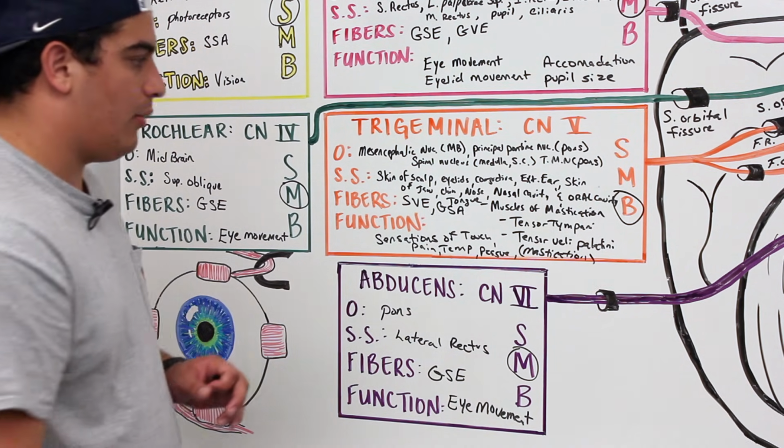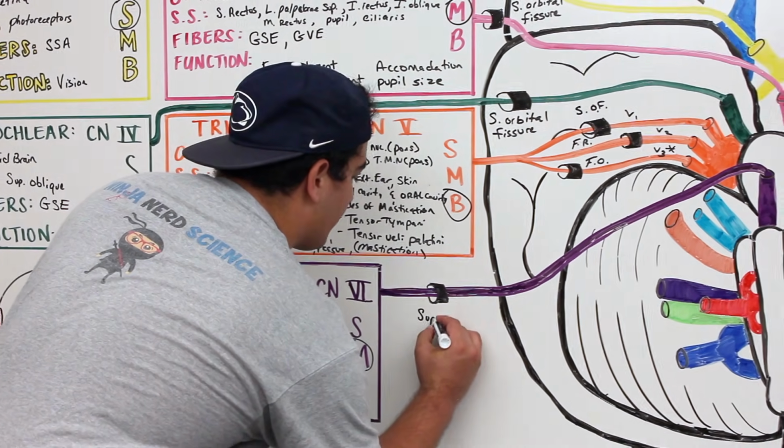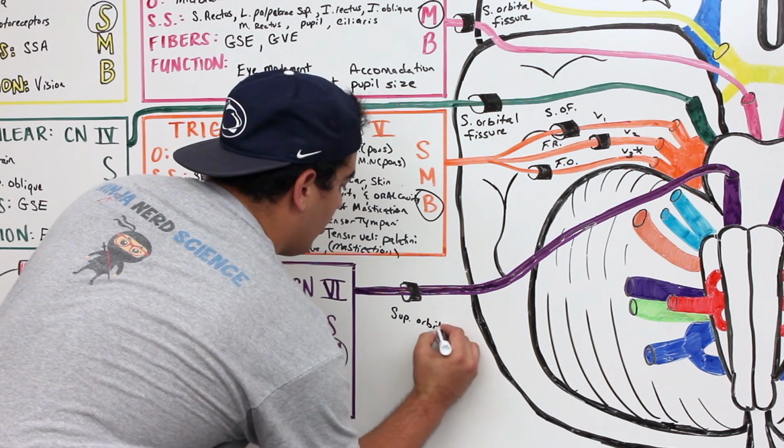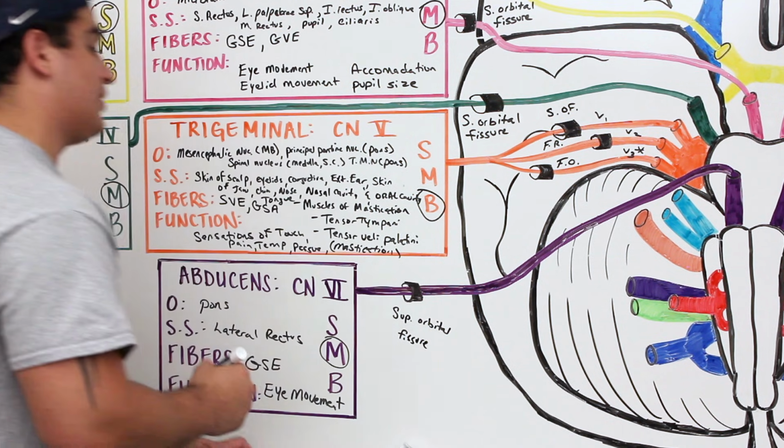What hole does he run in within the skull? He runs in what's called the superior orbital fissure, but inside of the common tendinous ring or the annulus of Zinn.